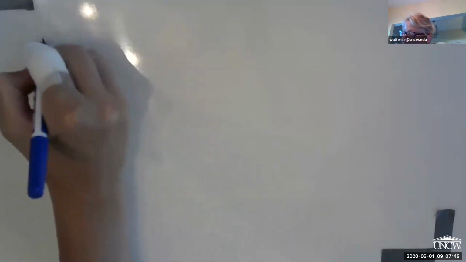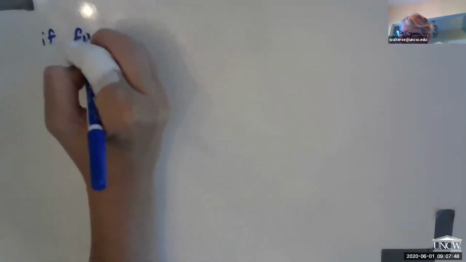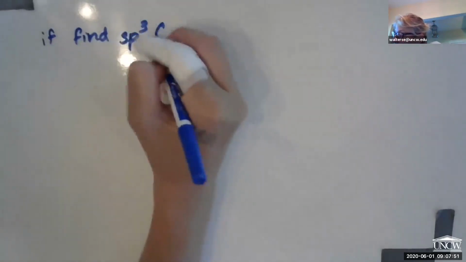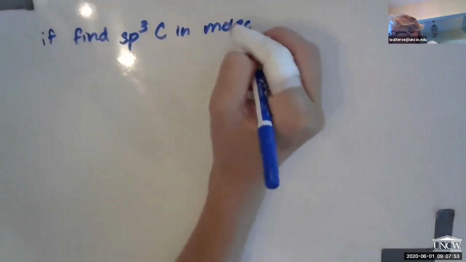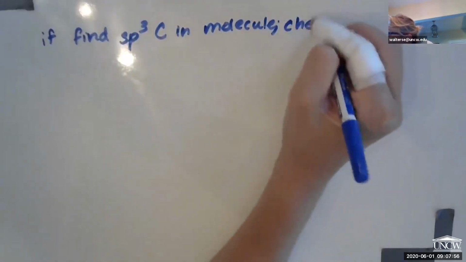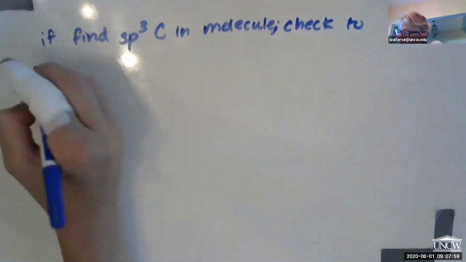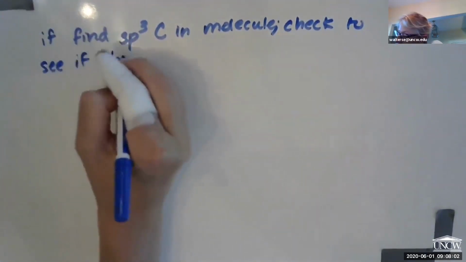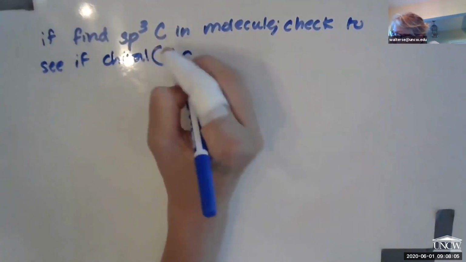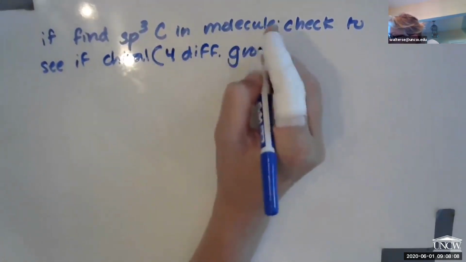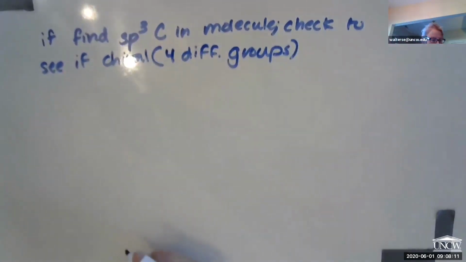Okay, so again, we're going to practice drawing these, but we first are going to practice how to pick out that chiral carbon. If you find an sp3 carbon in your molecule, you need to check to see if it's chiral. That word chiral would imply 4 different groups. Now what you're going to start seeing a lot of is the wedges and dashes on carbon atoms.